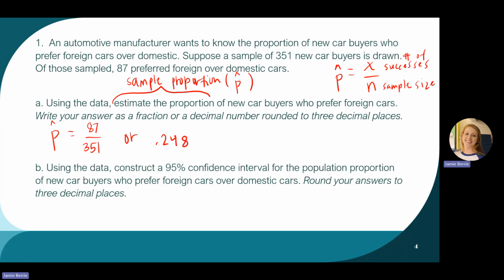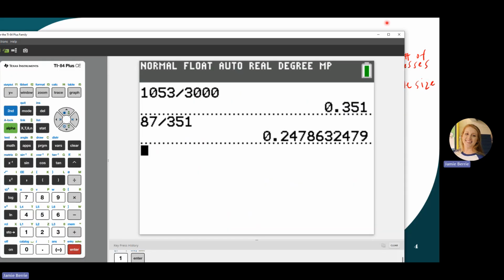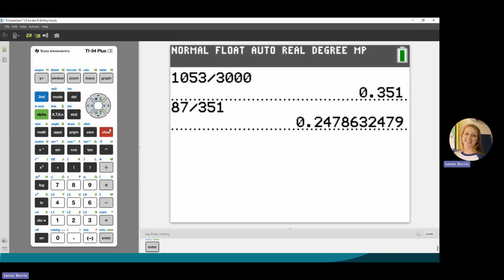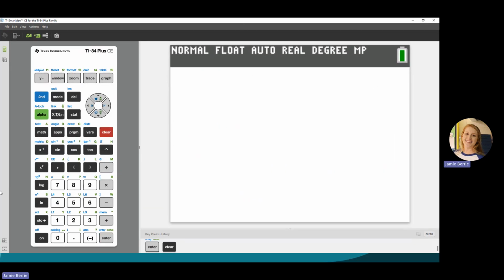All right. And now that we've got our estimate for the population proportion, our estimate for p hat, using the data, we're going to construct a 95% confidence interval for the population proportion. And we're supposed to round to 3 decimal places. So let me show you how to get there. Grab your calculator. If you don't have it already, you might need to pause the video and grab it.